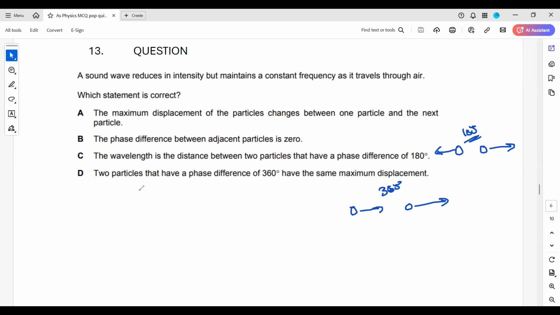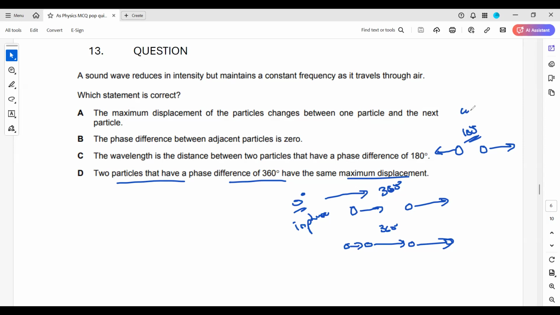So they're saying that two particles which have the same phase difference have the same maximum displacement. That's not the case. In a group of particles that are moving, one particle may move 2 centimeters, another 3 centimeters, another 4 centimeters. 360 is not out of phase; 0 degrees or 360 is called in phase. 180 is called anti-phase or out of phase.